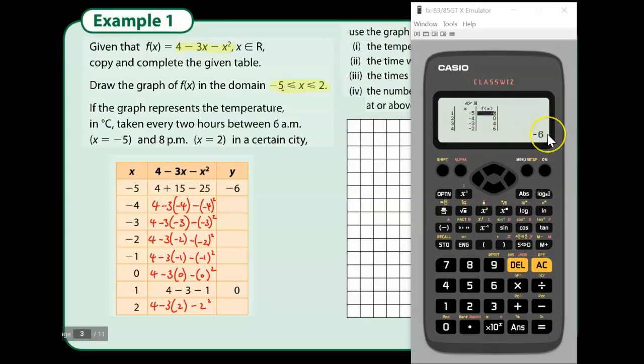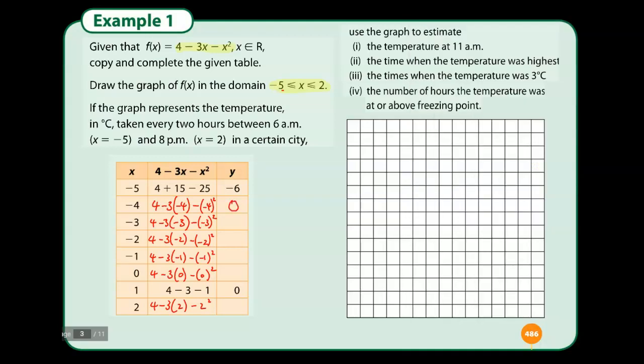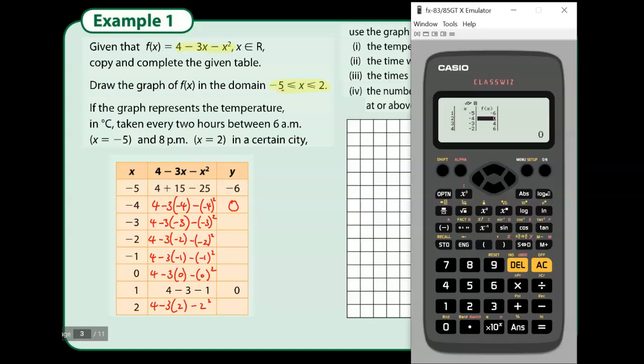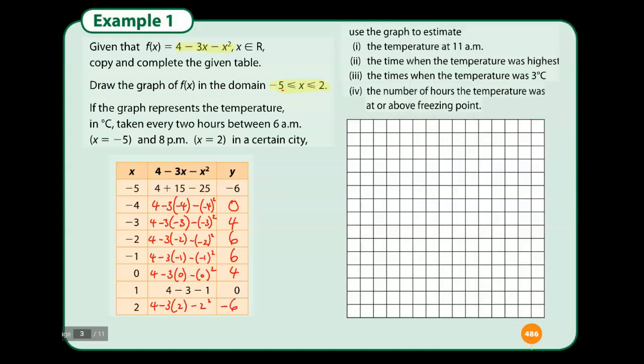So we've got the value of minus 6. That's the same as the first one there, so we know that's correct. Next one down is 0. And then we've got 4 and 6. Moving down, we've then got 6, another 4, another 0. And then unsurprisingly for the last one, we've got minus 6. Now, I'm quite happy with that. I can see there's actually a symmetry there. So I know for certain that I've got those right.